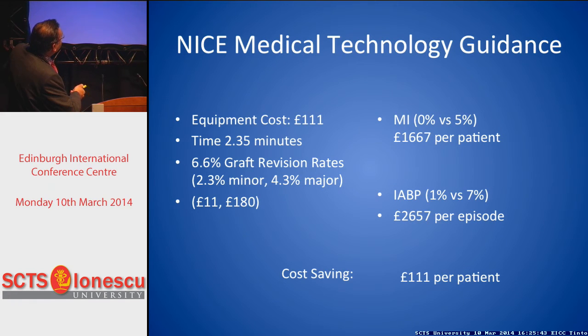And on the plus side, if the incidence of MI comes down from 5% to 0%, it saves 1,667 pounds per patient. The cost of using intra-aortic balloon pump is about 2,600 per patient, and the incidence comes down from 7 to 1%. What NICE has come up with in their calculations is that by using TTFM in every patient, there would be a cost saving of 111 pounds.